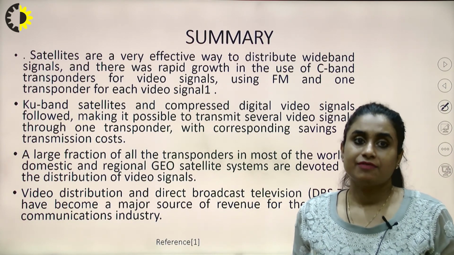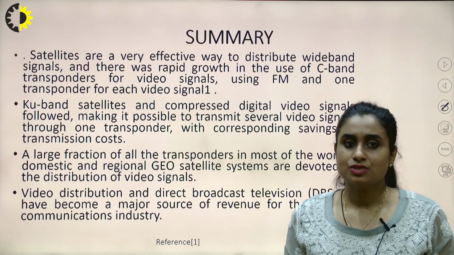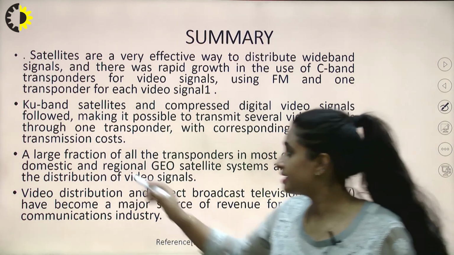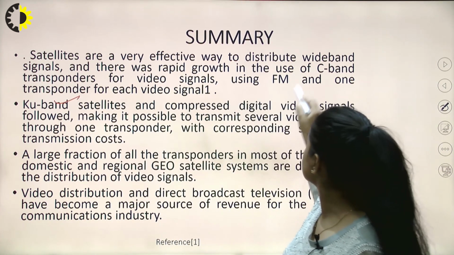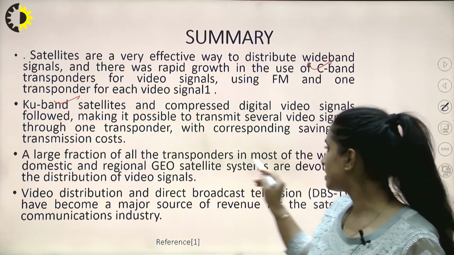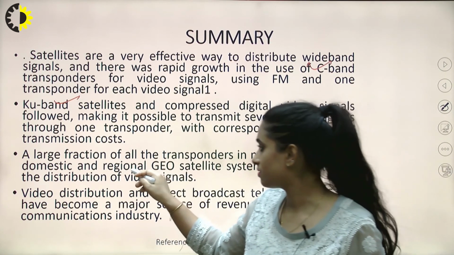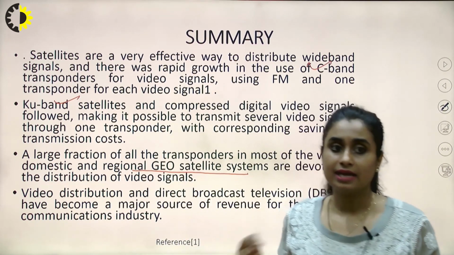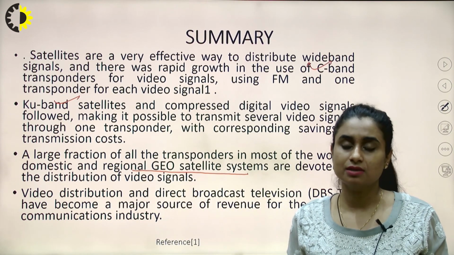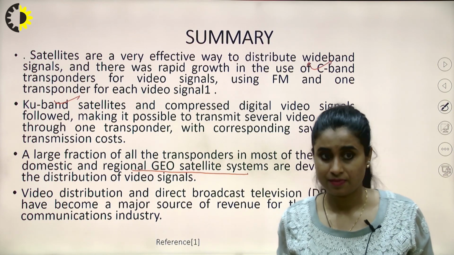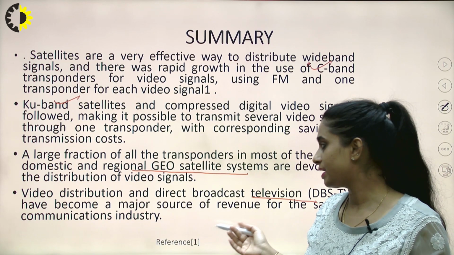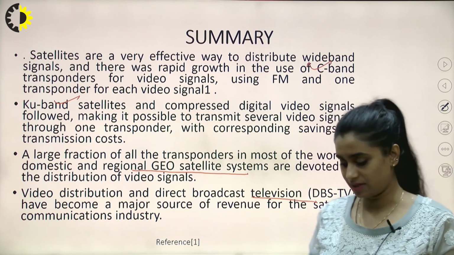Satellites are a very effective way to distribute wideband signals, so they are used for broadcasting. C-band and Ku band are preferred here. A large fraction of all transponders in most of the world's domestic and regional geosatellites serve the television or entertainment industry, as we earn most of the revenue through it. Video distribution and direct broadcast television (DBS) have become a major source of revenue for the satellite communication industry.